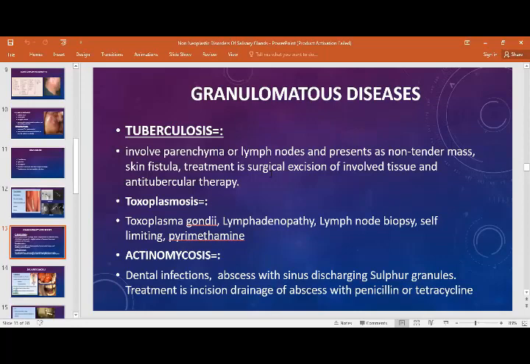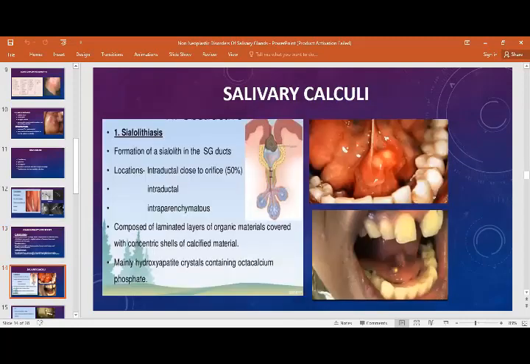Now, the other one is actinomycosis. Again, this occurs due to dental infections. The presentation of the patient would sometimes be a discharging sinus. When you get laboratory testing for that abscess, you will find that this abscess contains sulfur granules, and this is one of the diagnostic features for actinomycosis. Treatment would be surgical, as well as post-op penicillin and tetracycline cover for a long time.